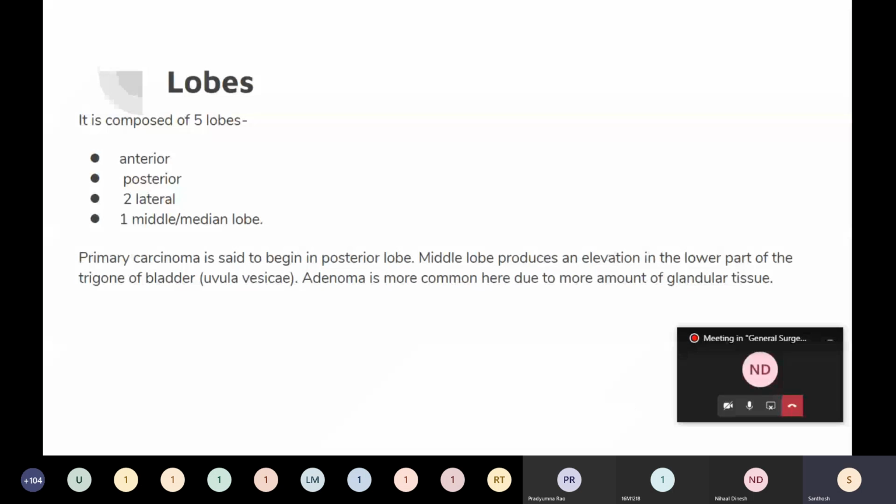So it comprises 5 lobes, that is anterior, posterior, 2 lateral and 1 middle or median lobe. Primary carcinoma is said to begin in the posterior lobe. Middle lobe produces an elevation in the lower part of the trigone of the bladder. Adenoma is more common here due to more amount of glandular tissue in the middle lobe.